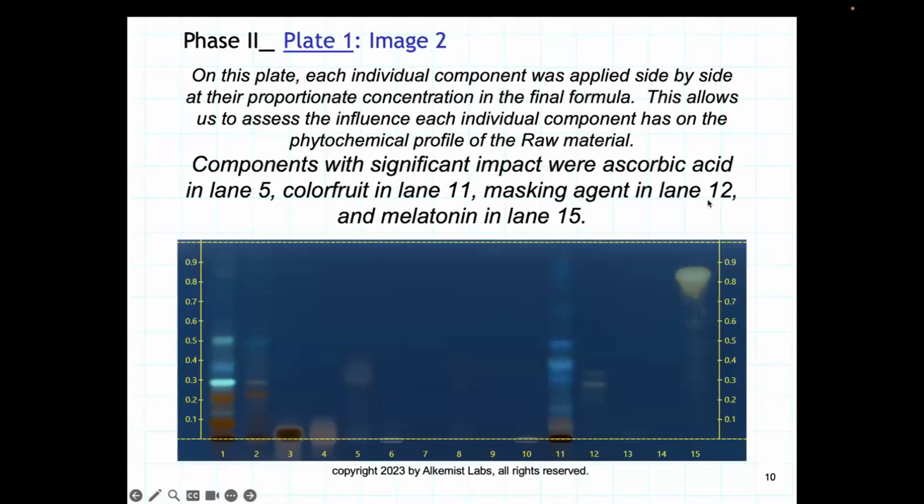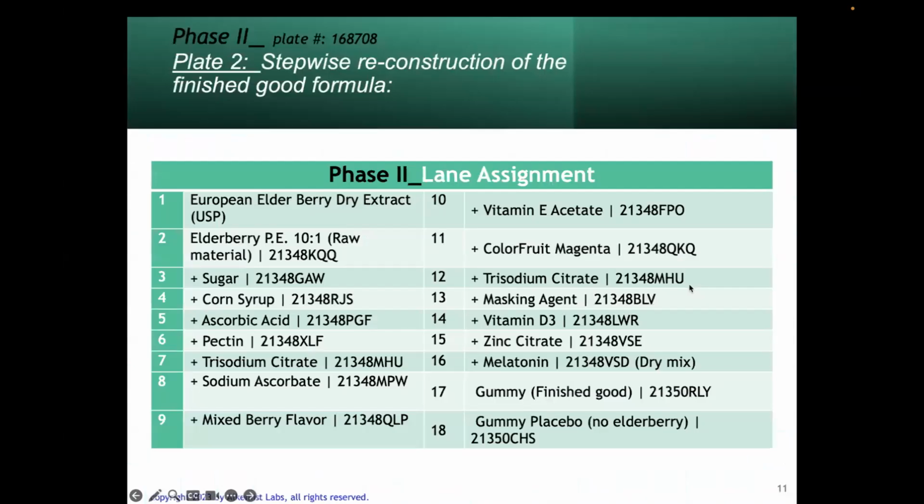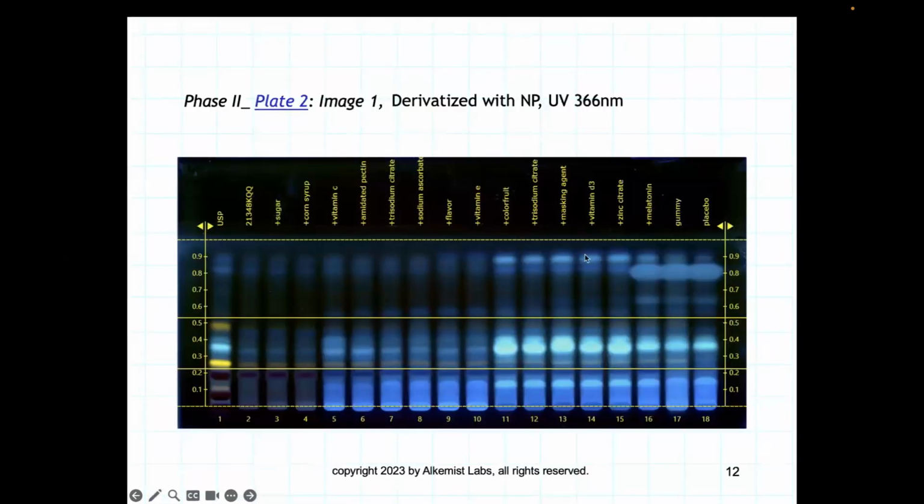So what should we expect? Components with significant impact were ascorbic acid in lane 5, the color fruit in lane 11, and then a masking agent in lane 12, and of course, melatonin in lane 15. And there again are the ingredients and what we have done to at least see what the contribution of each of those is.